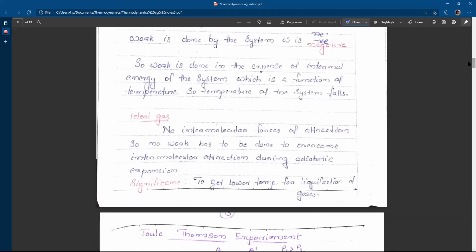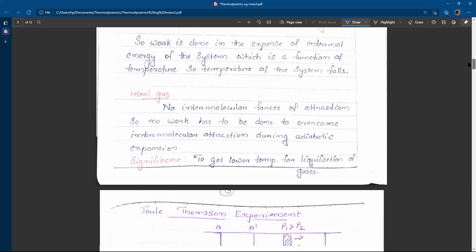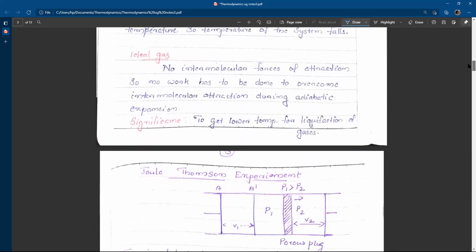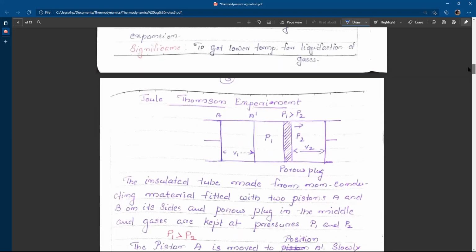In the case of an ideal gas, what is the Joule Thomson effect? In an ideal gas, there are no intermolecular forces of attraction between molecules, so no work has to be done during adiabatic expansion. So in the case of the ideal gas, there is no heating or cooling effect. The significance of Joule Thomson expansion is that it is used to get lower temperature for liquefaction of gases.